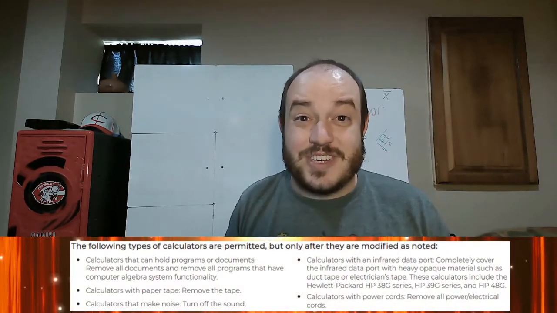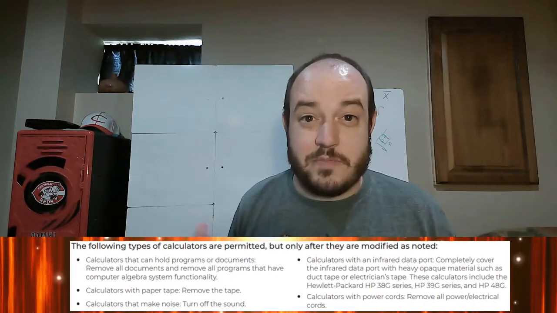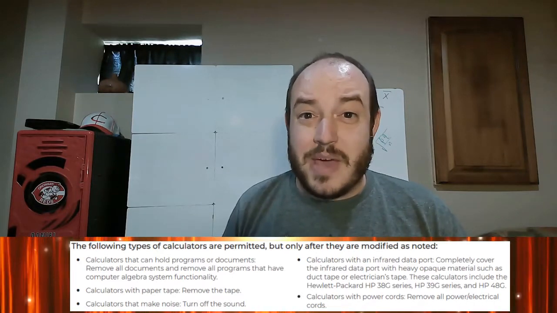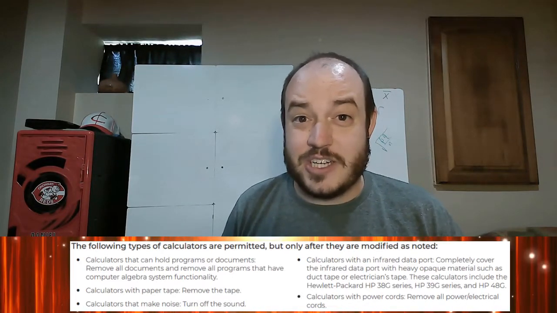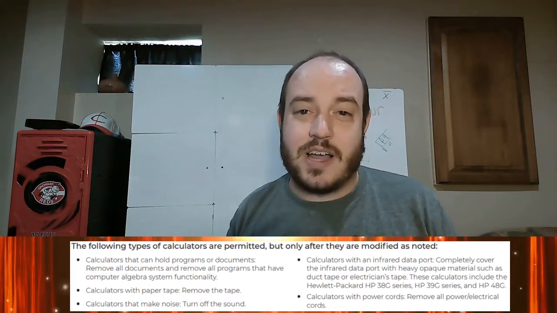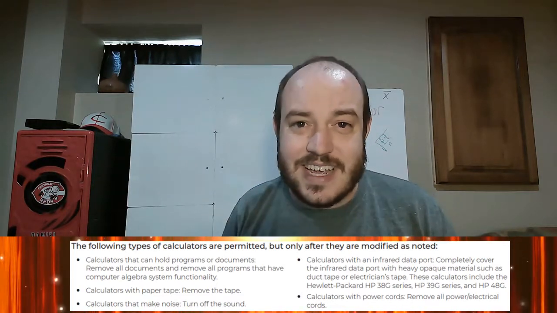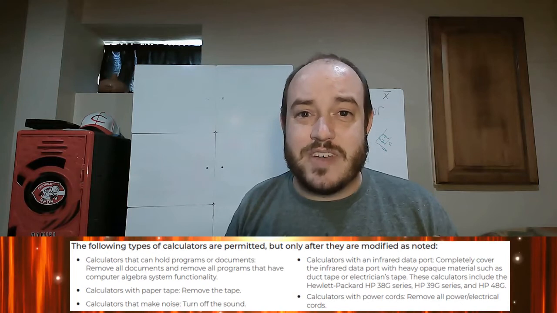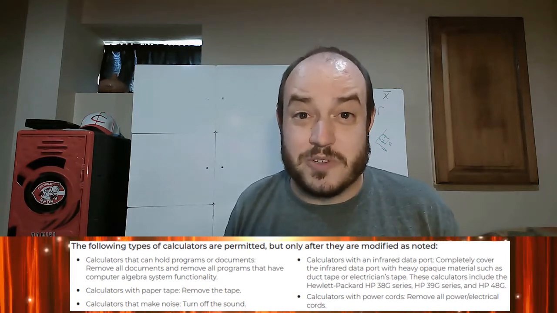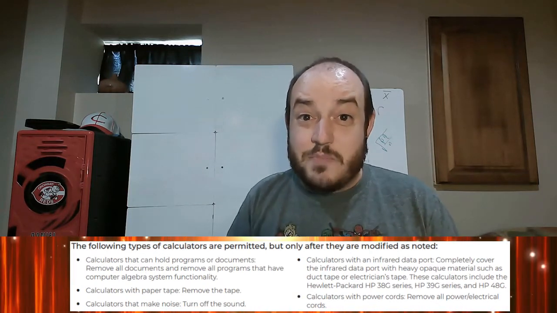It does talk about certain modifications. For example, if your calculator does save things, you need to wipe that off before the test. Don't have any paper tape on your calculator in any way, shape, or form. If you have a data port, cover it up with a piece of duct tape. And lastly, if you have any power cords or anything, remove those. But otherwise, they leave it pretty wide open.